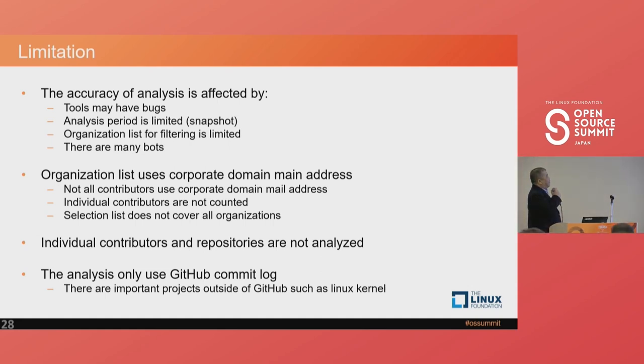And the organization list uses corporate domain mail addresses. So not all contributors use corporate domain mail addresses. Someone uses a private address. And we didn't count individual contributors. And the selection list does not cover all organizations. And our analysis only uses the GitHub commit log. And as you know, there are important projects outside of GitHub, such as the Linux kernel.